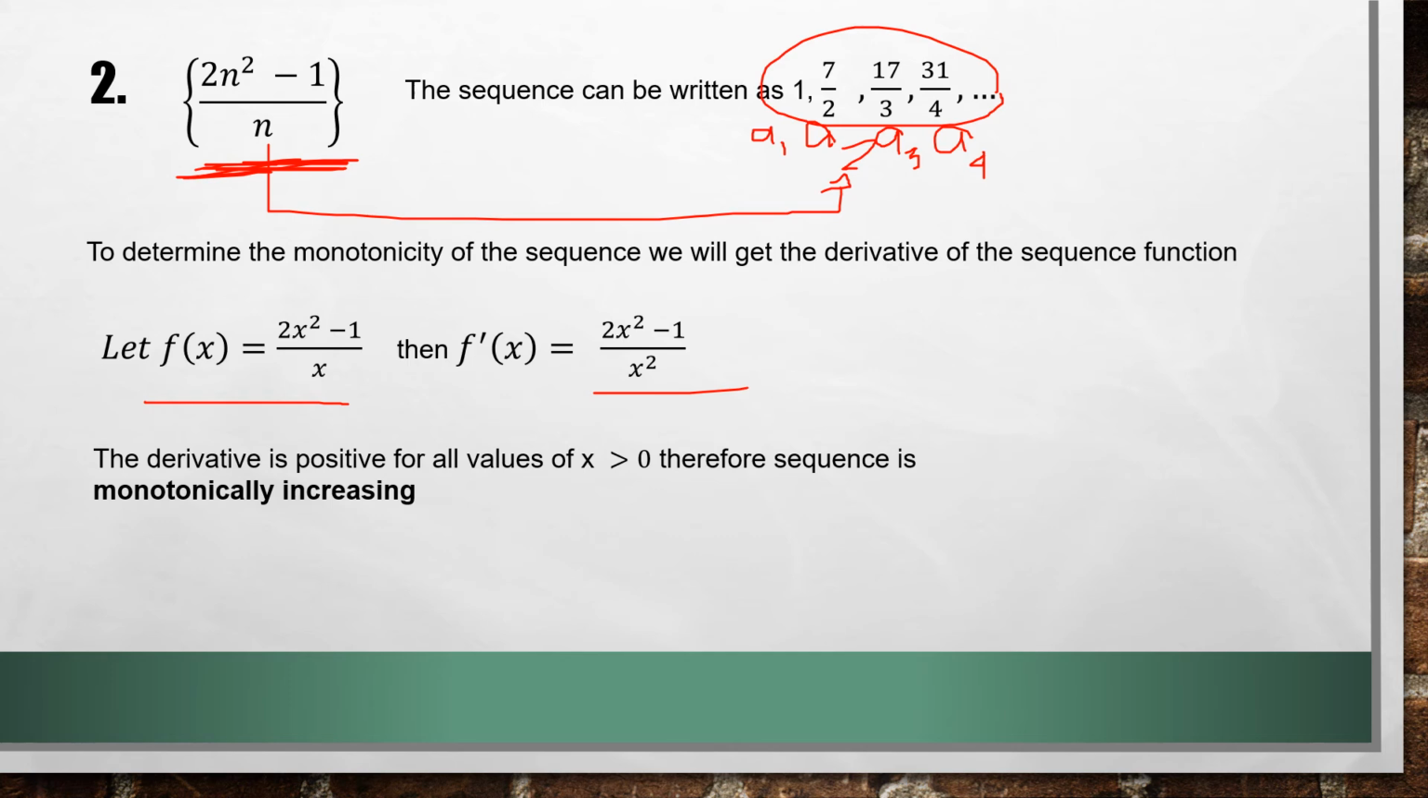Now, if we substitute a value greater than 0 for x, then the derivative is positive. Again, for all values of x greater than 0, meaning if we substitute in x all integers greater than 0, then the derivative is positive. If that is the case, then the sequence is monotonically increasing.